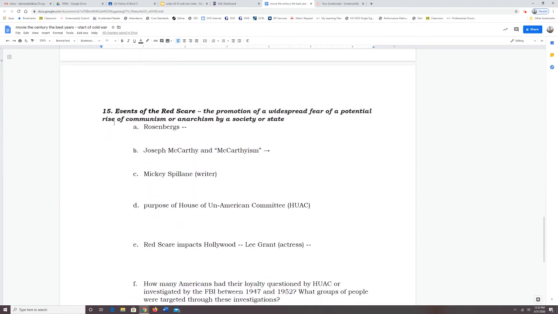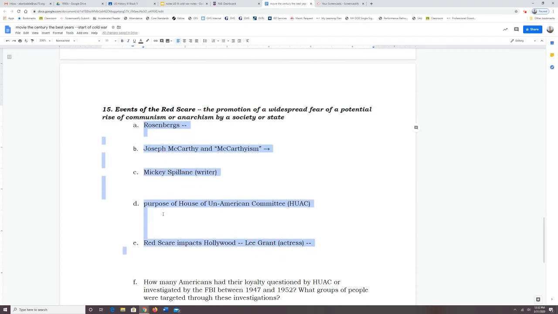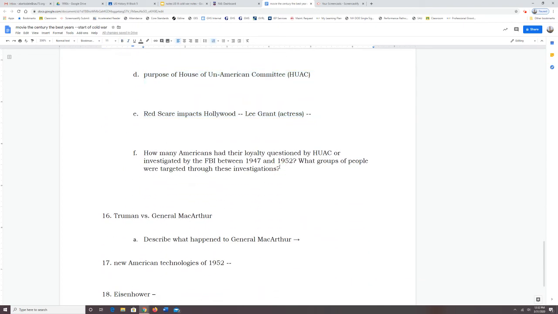And then the events of the Red Scare, this is a definition. The Red Scare was the increased panic and fear in the United States of communist spread, of taking over our country. So you're not having to take notes there. I just wanted to define that for you. And then under that, this is where you'll take the notes from the video in relation to it. So read them carefully, and that will help you.